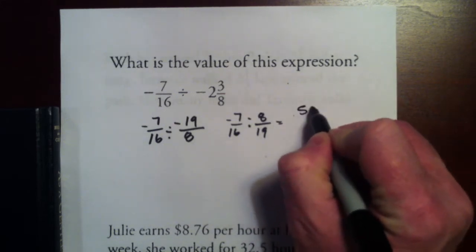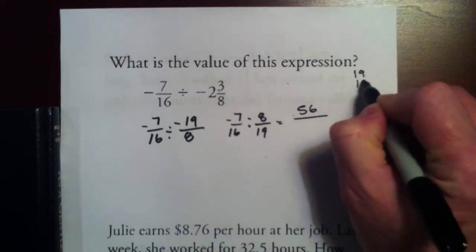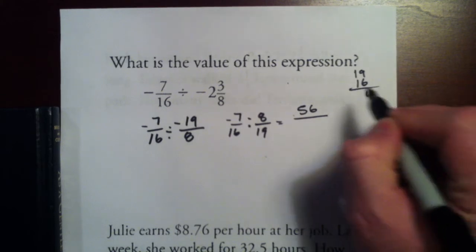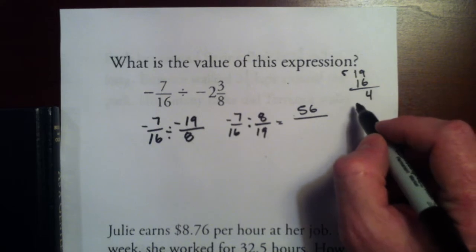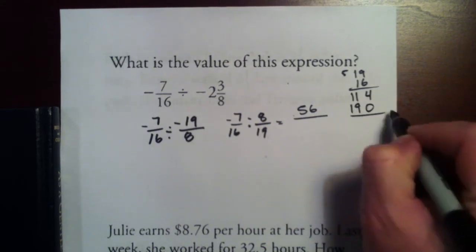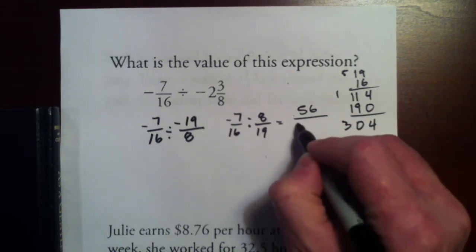That's going to be 56 over, and I have to multiply this out myself, so that's okay. 6 times 9 is 54. Carry the 5. 6 times 1 is 6, plus 5 is 11. Bring down the 0. This becomes 19. 4, 0, 1, 304.